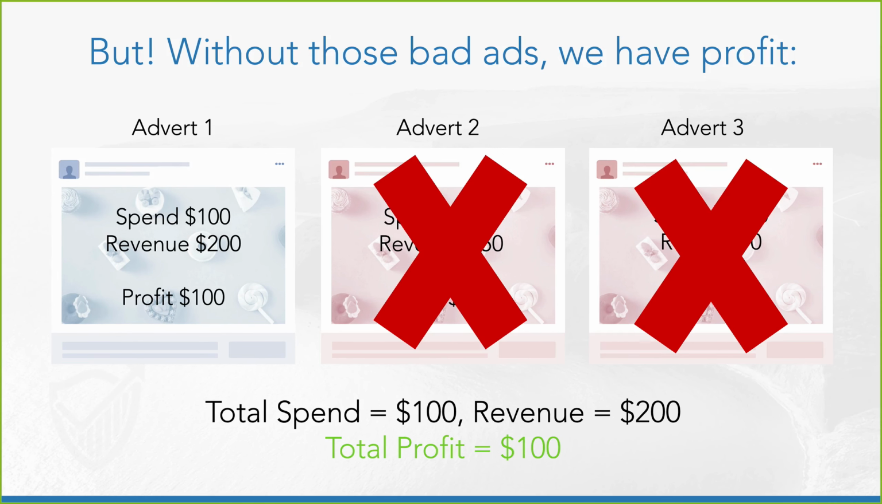And really what we want to be doing is this: we want to be getting rid of advert 2 and advert 3, as automatically and as quickly as possible, so that we've only got advert 1. It doesn't matter that the revenue's lower, because we don't care so much about revenue, we care about profit. Profit is what keeps the lights on and keeps food on the table. If we get rid of advert 2 and advert 3, the end result is we've got $100 profit. We're in the green. We've actually got a business, something to work with here.